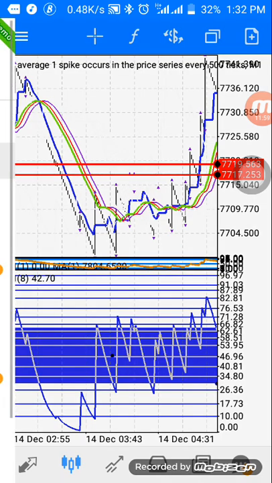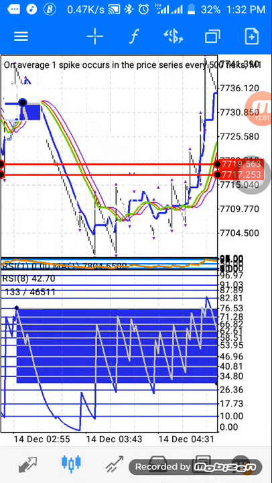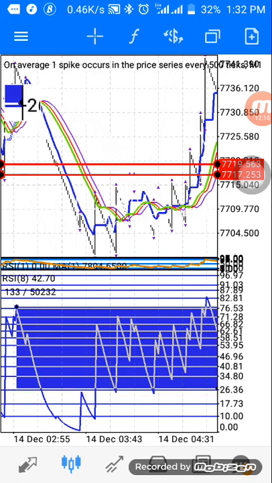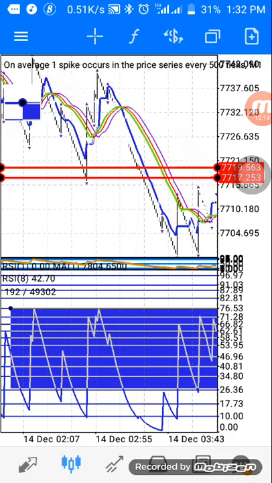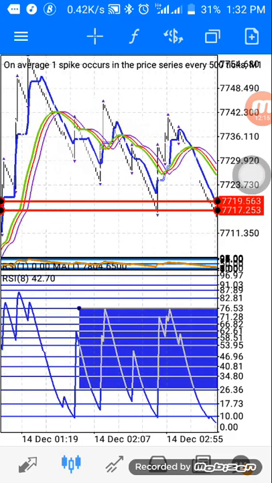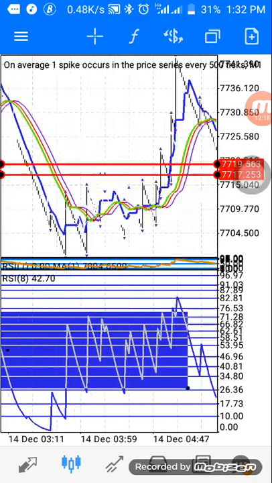I want to paint some levels that you need to pay attention to. These are levels you need to pay much of your attention to if you are trading, because they work wonders.